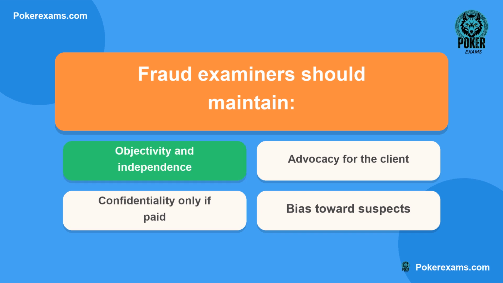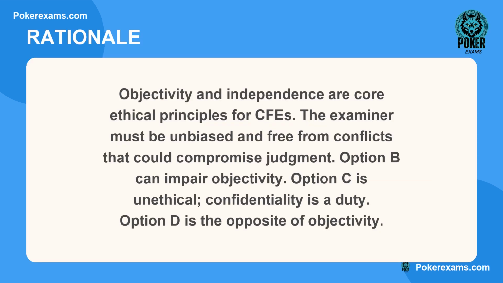The correct answer is A. Here is why. Objectivity and independence are core ethical principles for CFEs. The examiner must be unbiased and free from conflicts that could compromise judgment. Option B can impair objectivity. Option C is unethical. Confidentiality is a duty. Option D is the opposite of objectivity.